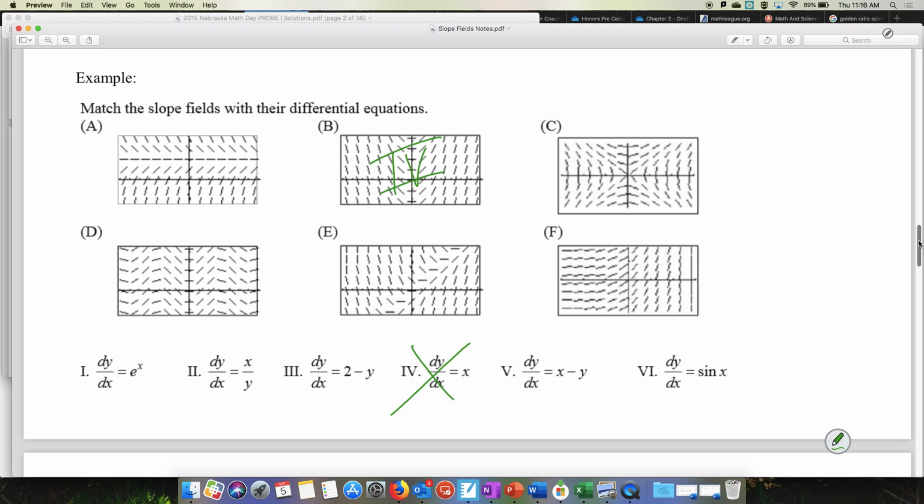Zane, what's A? A is number 3. And what stuck out to you about A that you paired it with number 3? I said that at 2 there's some sort of straight line. Okay, so at y equals 2, all the slopes are zeros. 2 minus y. So 2 minus 2, 2 minus 2, all of those are going to be zeros. That's good.